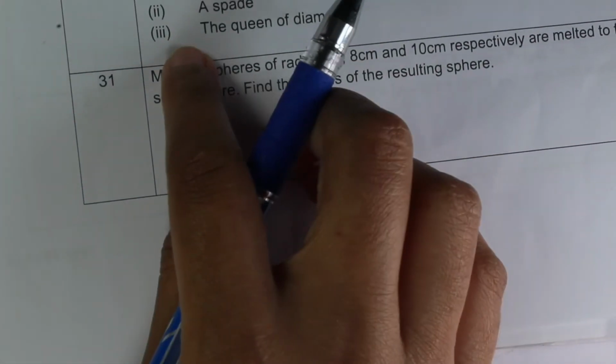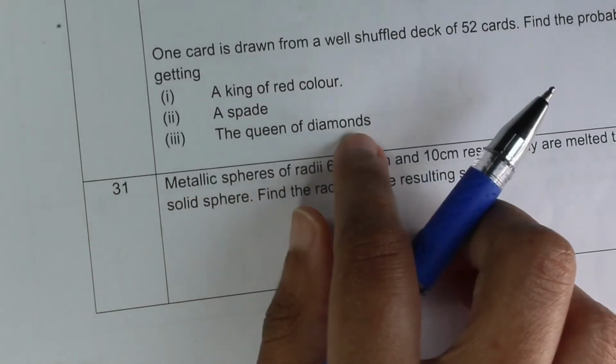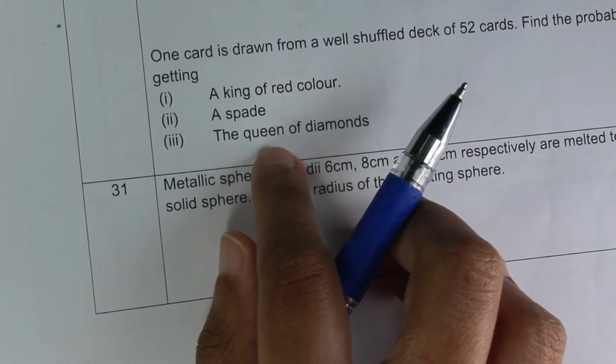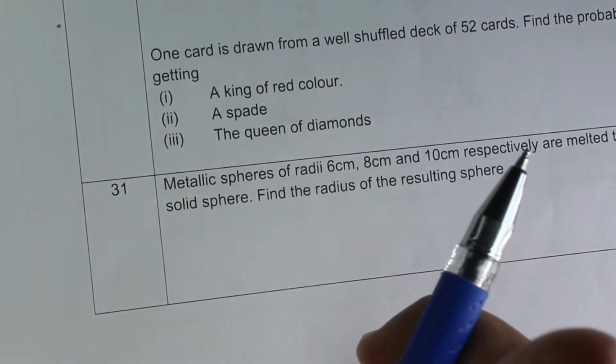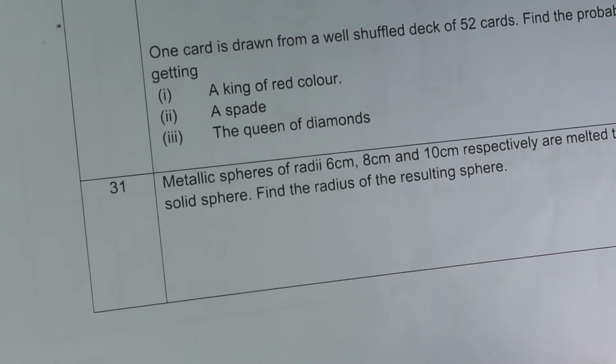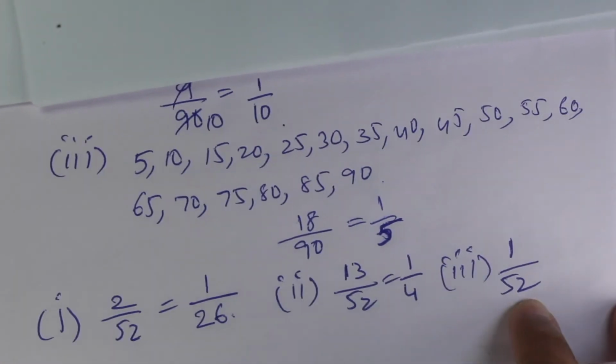Now next question, the queen of diamonds. What is the probability of drawing a queen of diamonds? So how many cards will be a queen of diamonds? There will be only one card which is a queen of diamonds. So it will be 1 by 52. The probability of drawing a queen of diamonds is 1 by 52. Hope this is clear.